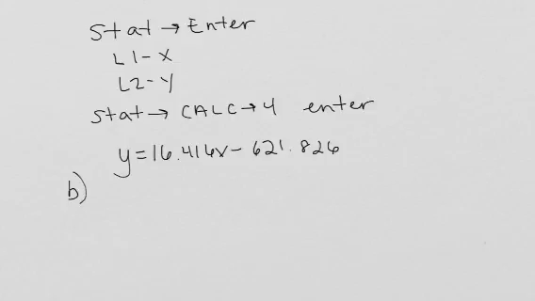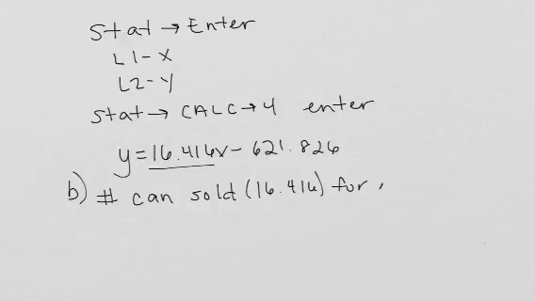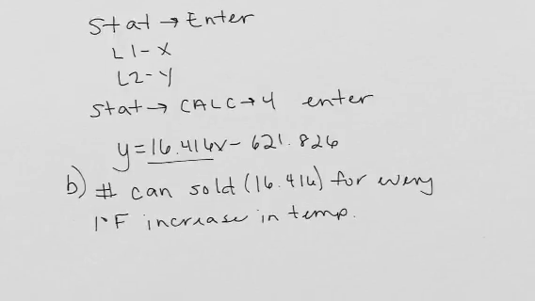Part B is asking us to interpret the slope. And what it's saying here is that slope, which is y over x, is the number of cans sold, which is 16.416 for every 1 degree Fahrenheit increase in temperature, which makes sense. As temperature goes up, the cans are going up.